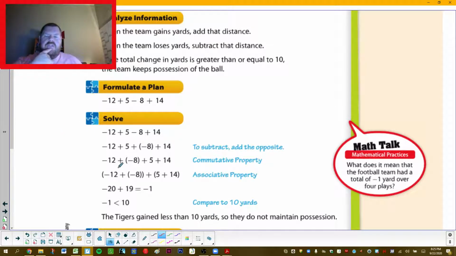And they're actually going to do those two things at the same time. And so I get negative 20 from my negatives and I get 19 from my positives. Okay, negative 20 plus 19 is negative 1. So they actually lost 1 yard overall. Okay, and they didn't gain 10 yards because they actually lost 1 overall. They had to gain at least 10 yards. They didn't do it, so they don't have the ball anymore.